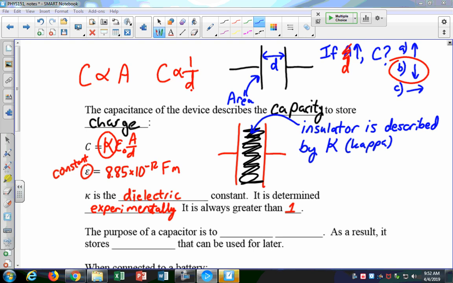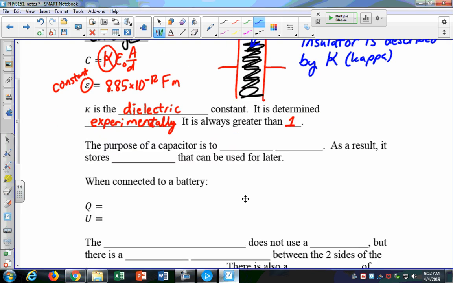No, I'm not even going to write it down. But the purpose of a capacitor is to store charge. And when you store charge on a capacitor, that allows you to have energy that can be used for later. Capacitors are quite useful in circuits.